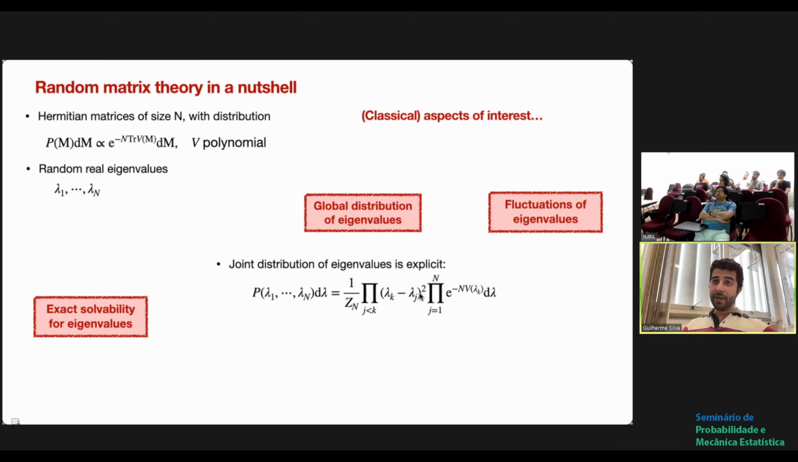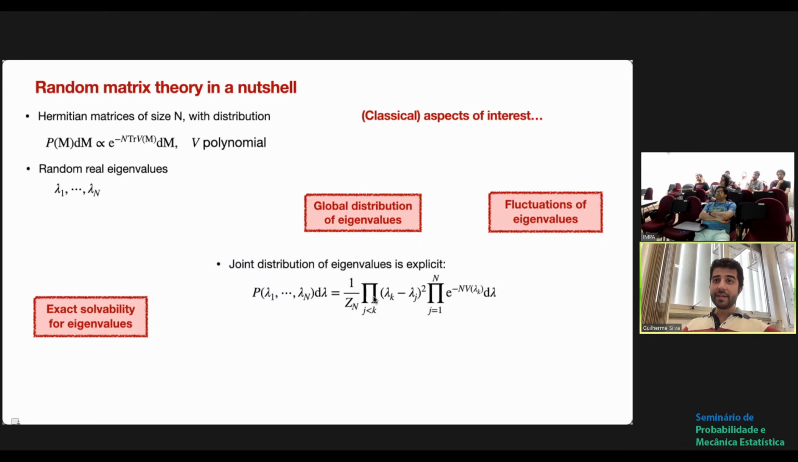If you forget about this factor, you would think that the eigenvalues are just independent random variables with an exponential type distribution. But you do have this Vandermonde square, which gives local interactions between the eigenvalues. So they are strongly correlated, and the correlation goes like the square of the distance, right?